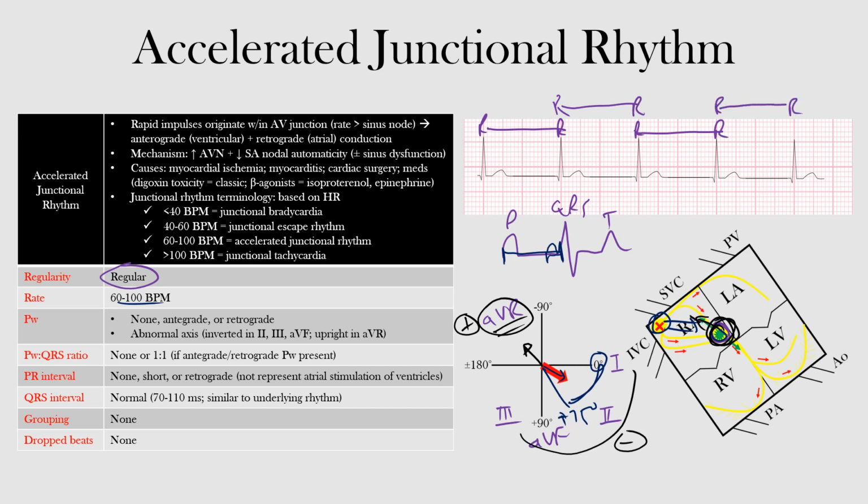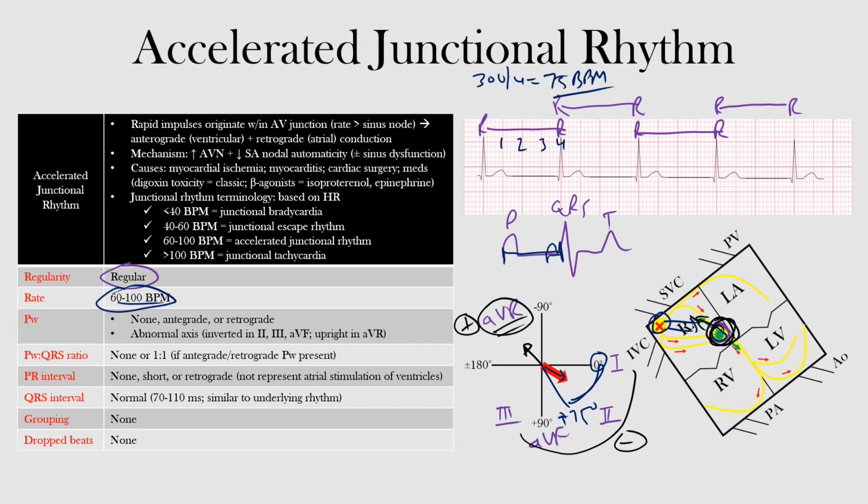And then if we look at the rate here, because it's a regular rhythm, we can count the number of thick lines between each R wave, okay? So 1, 2, 3, 4 thick lines. So 300 over 4 gives us a rate of about 75 beats per minute, which is within that 60 to 100 beats per minute range, okay? So we're almost done here.